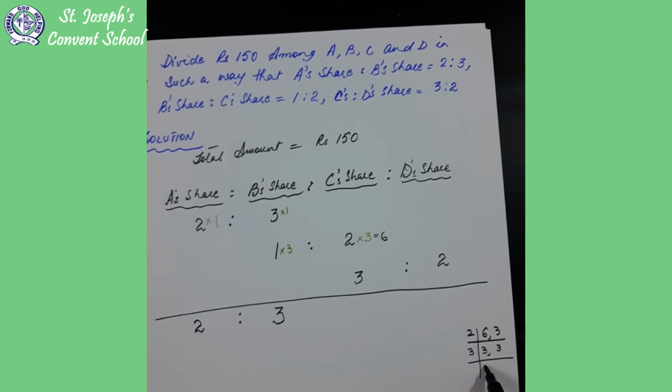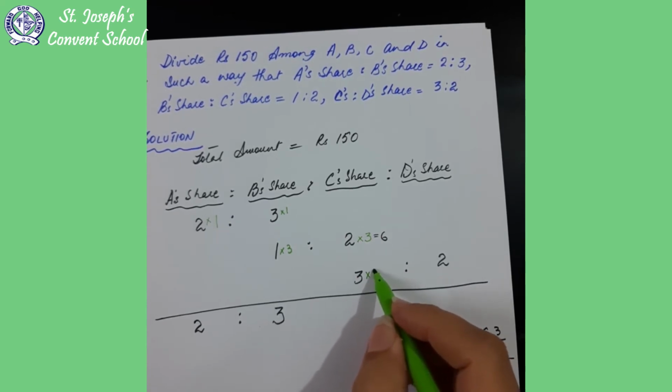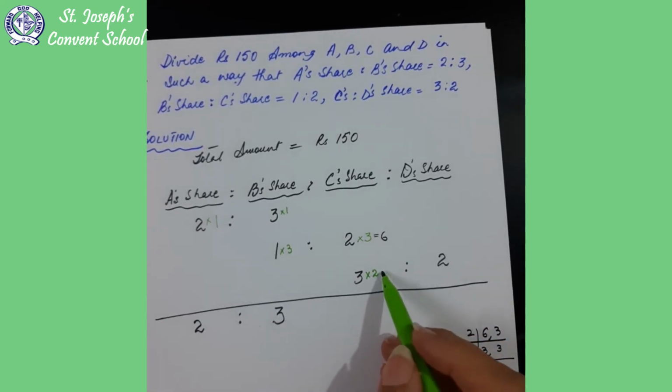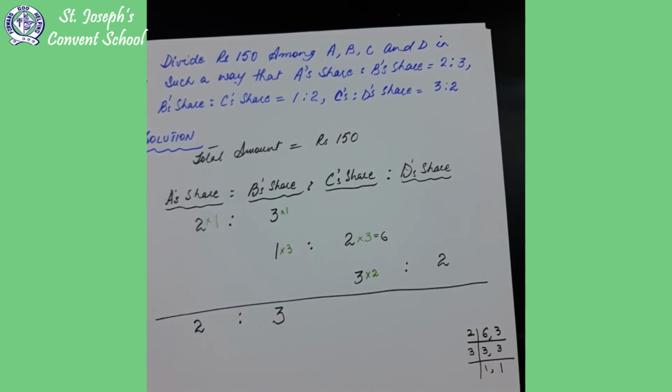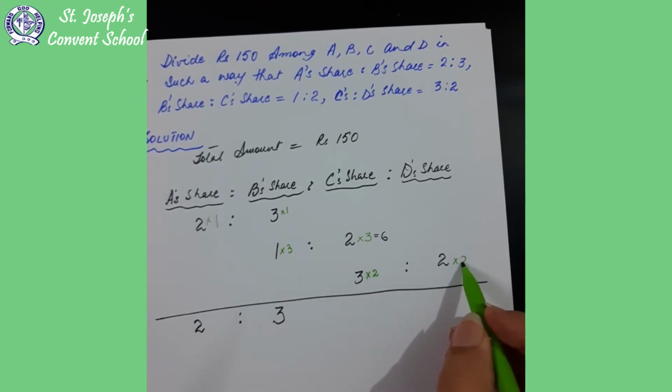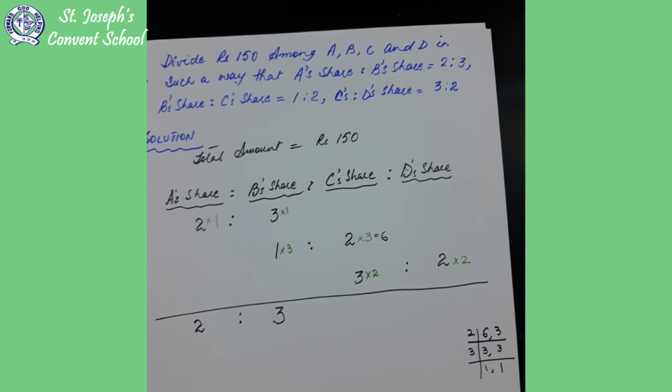So LCM is 2 into 3, 6. So we will make this also 6. How are you going to make this 6? We'll multiply this by 2. So this is also 6. Whatever you multiply here, you'll multiply the same row by 2. So this is 6 and this is also 6. So the common term 6, 2 into 2 is 4. So these are the 4 ratios which we are going to write.